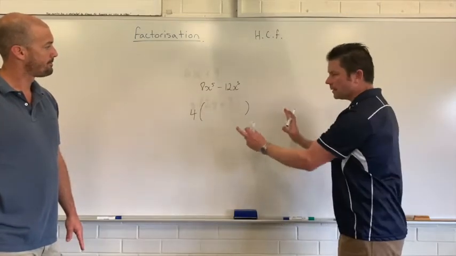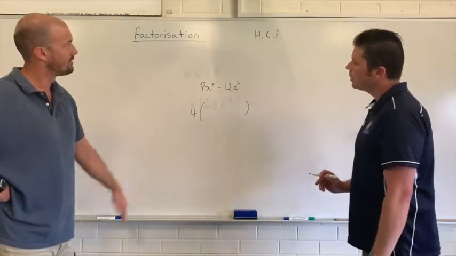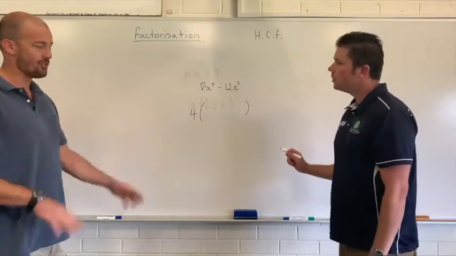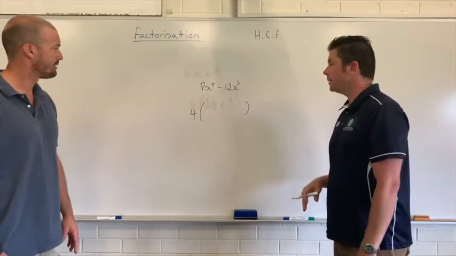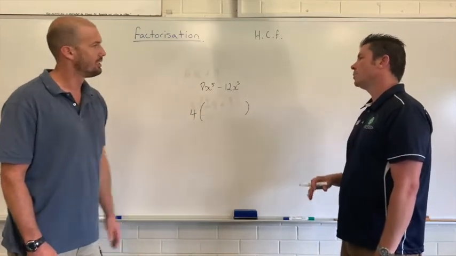Okay, and we just put the brackets in because that's the next step. So 2 would work, but it's not the highest. So you want to make it more efficient. Yes, go straight for the highest common factor, because a higher factor means smaller numbers here, which is what we want.